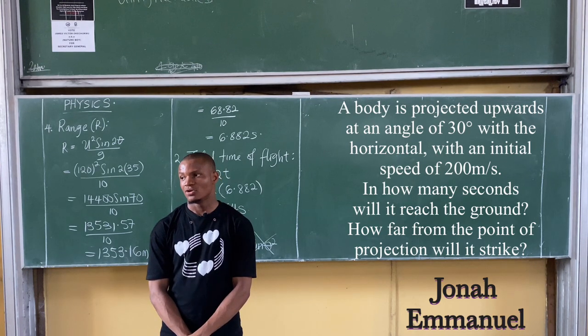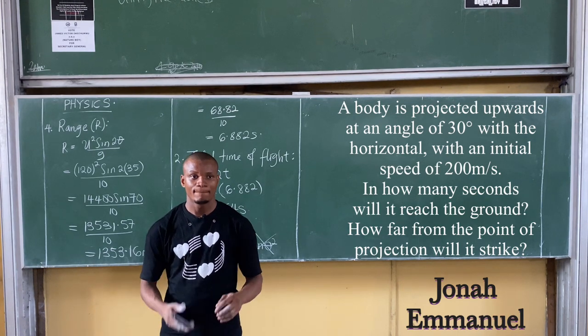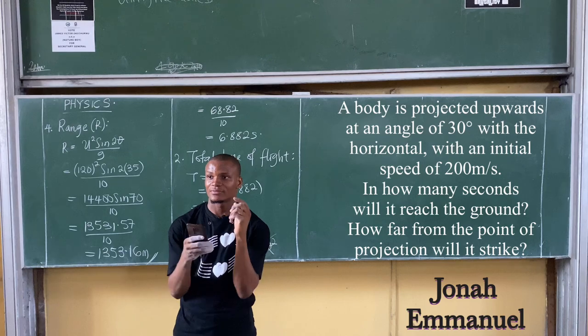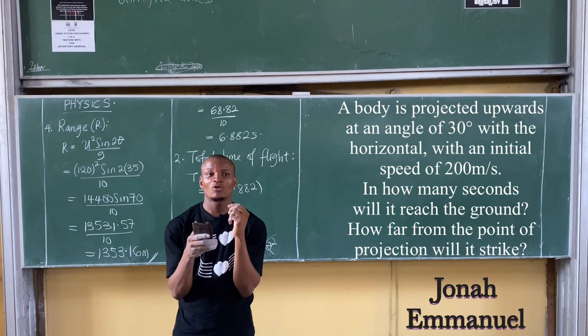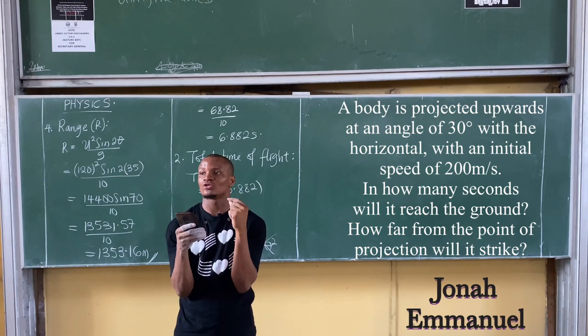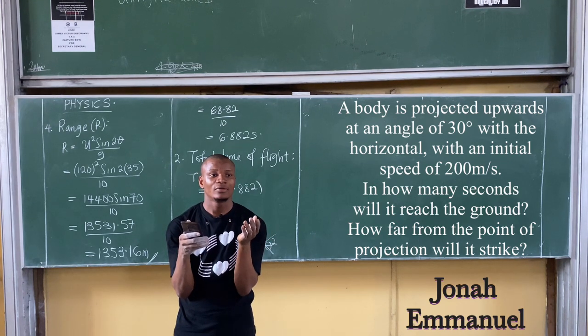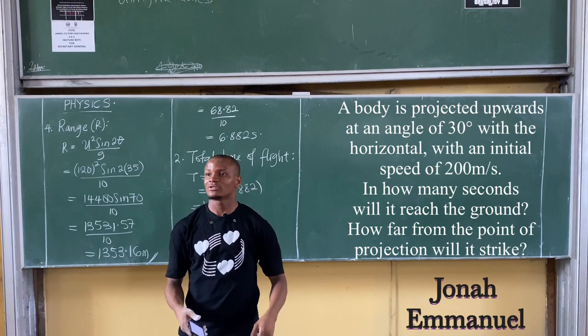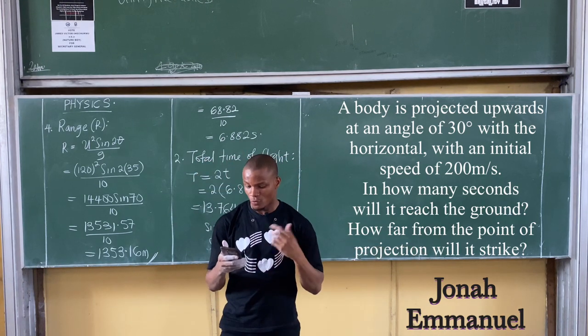Look at that question, please. You have to find what and what there? What you have there, is it time of flight or total time of flight? It's total. Why is it total? It's coming back to the ground. That means it has covered the whole projection. That becomes what there now? Total time of flight.